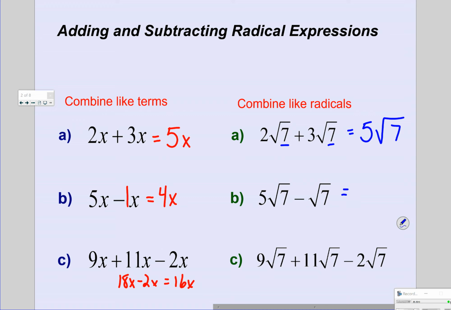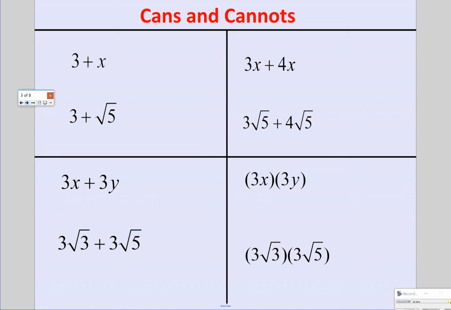5 root 7 minus 1 root 7 would be 4 square root of 7. Or letter C, which is very similar to the one we did with the variable, would now become 16 square root of 7 when you combine these radicals. Now, let's look at some common errors that students will make at this. Let's see some cans and cannots.